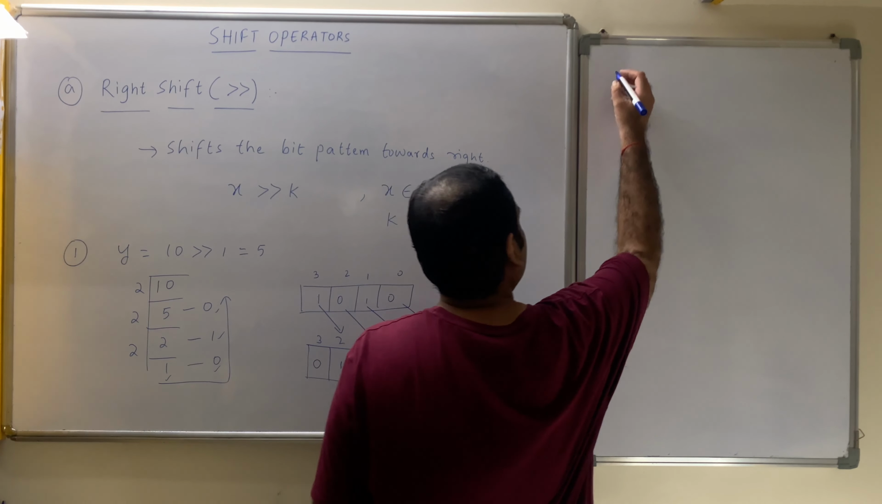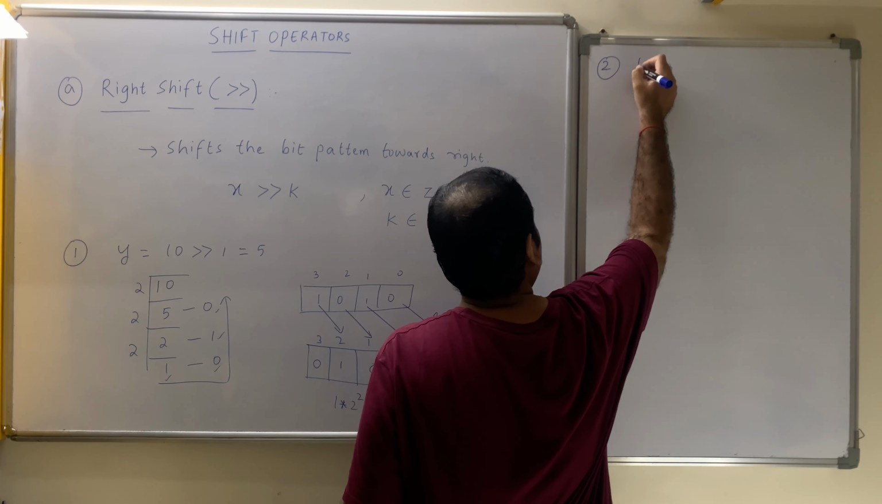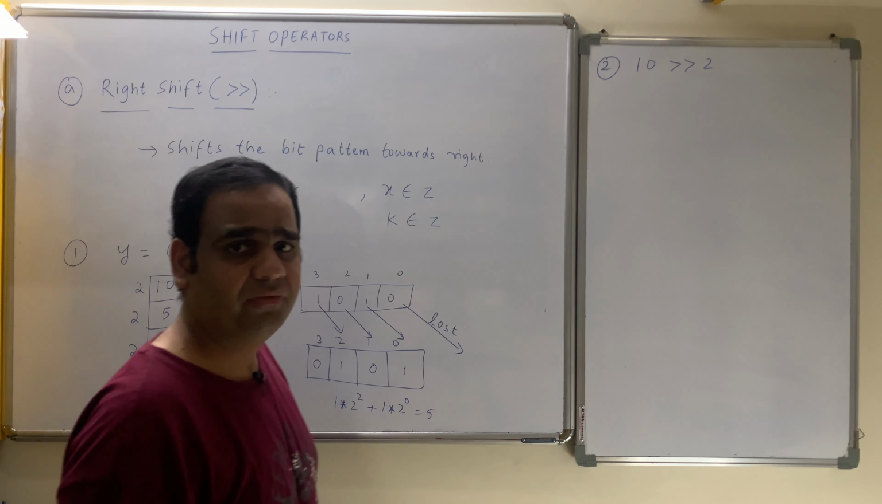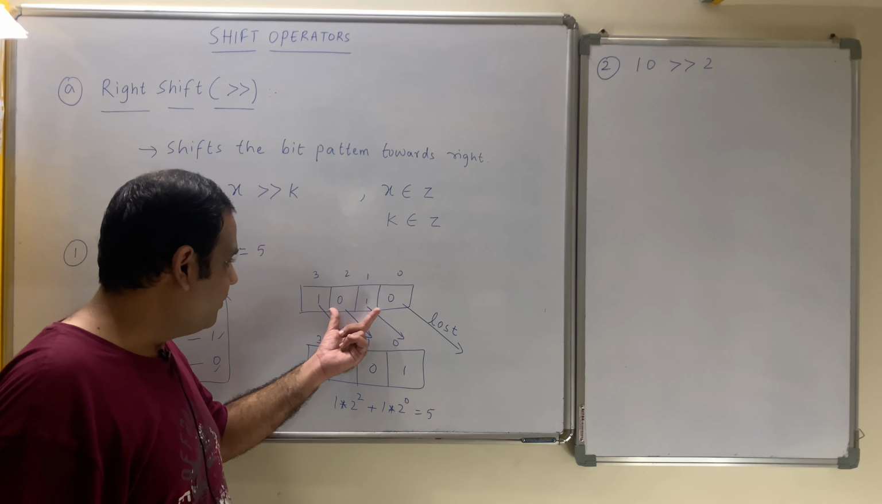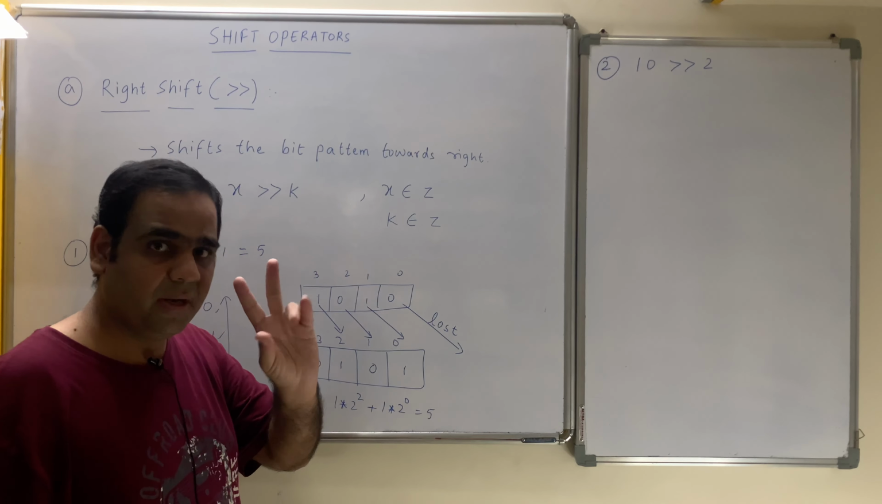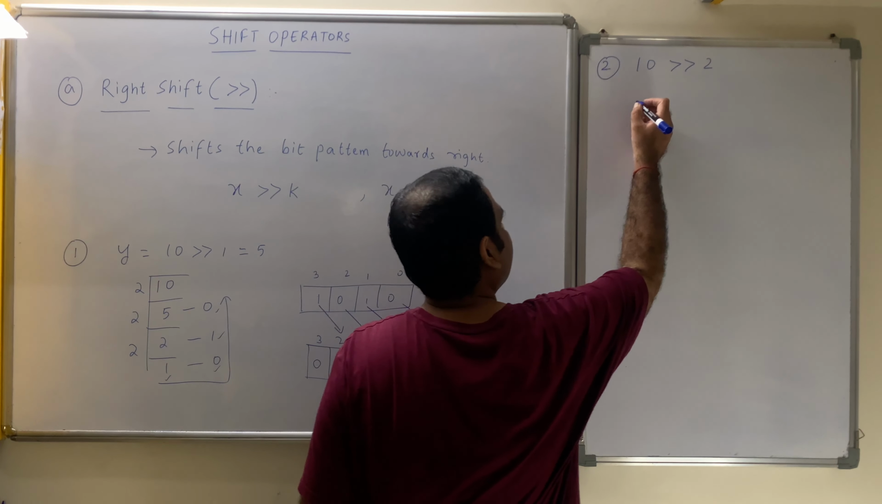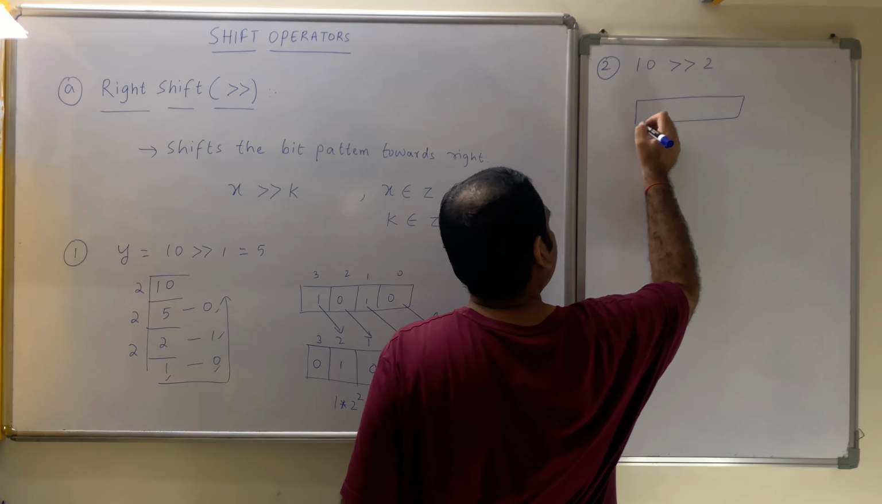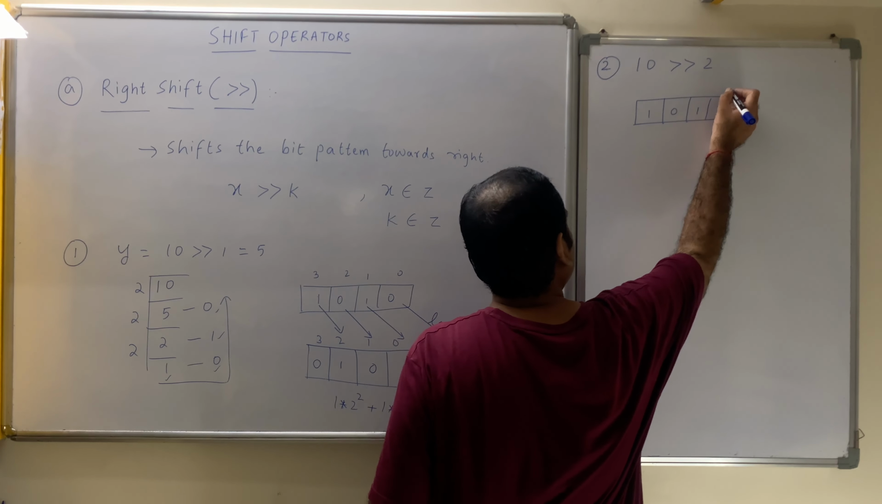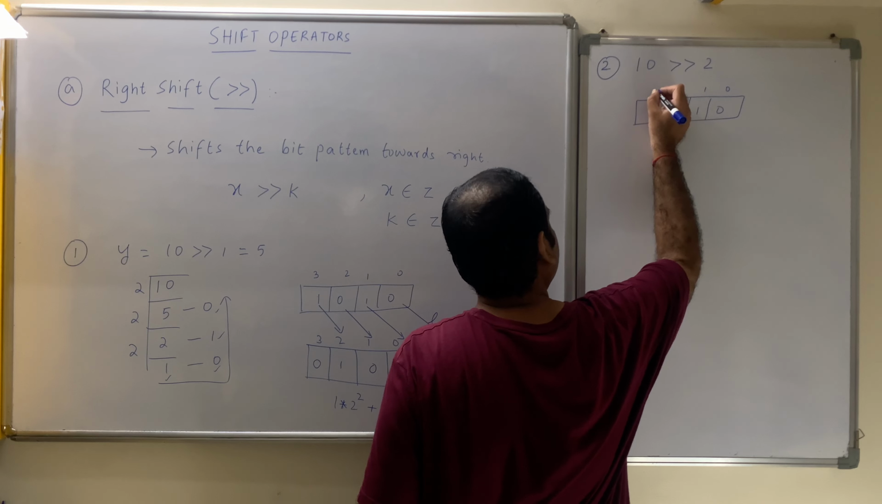Let's take the second example. We say 10 >> 2. That means shift the bit pattern of 10 towards the right by 2 places. Hence, first we write 10 in binary. Already we have converted it. It is 1010: 0th bit, first bit, second bit, third bit.